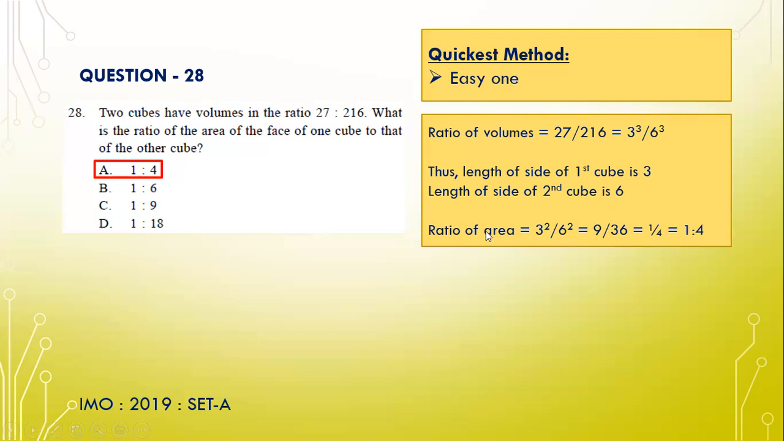So what will be the ratio of area? Area is length into length, isn't it? So 3 into 3, which is 3 square upon 6 square. 3 square is 9, 6 square is 36, which is 1 upon 4. So the ratio will be 1 upon 4.